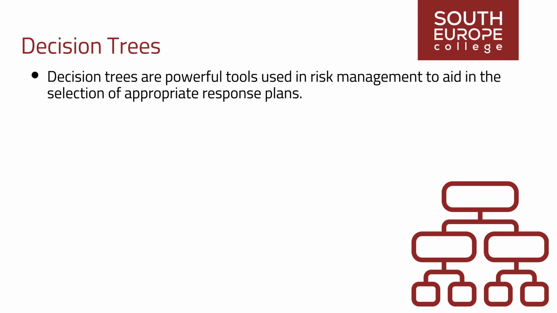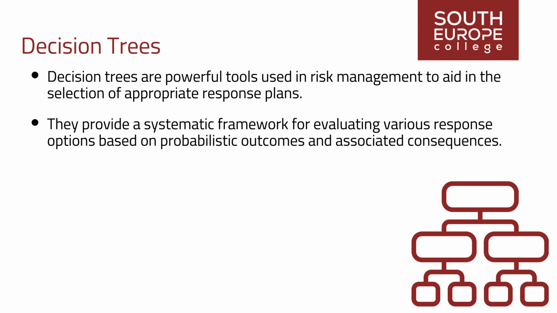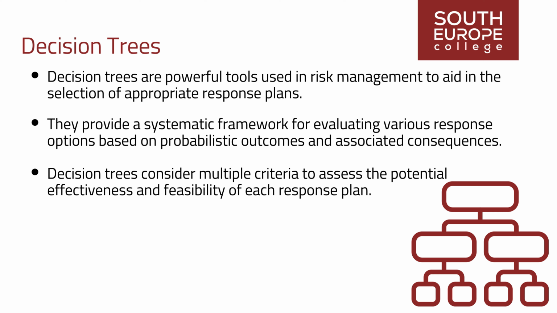Decision trees are powerful tools used in risk management to aid in the selection of appropriate response plans. They provide a systematic framework for evaluating various response options based on probabilistic outcomes and associated consequences. Decision trees consider multiple criteria to assess the potential effectiveness and feasibility of each response plan. Here's how decision trees can be utilized for risk response plan selection, highlighting the criteria used.